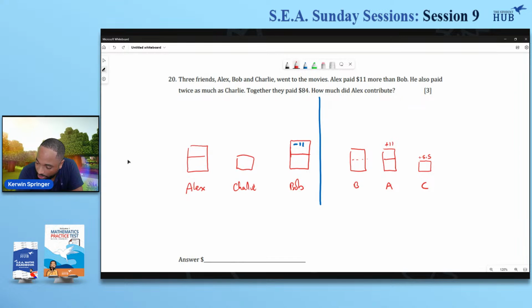Together, they paid $84. What a messy question. So together they paid $84, and I need to add back the excess here. If I add the excess, it will be 84 plus 11. It's 95. How many parts? 1, 2, 3, 4, 5. So 5 parts equal 95. 1 part would be equal to 95 divided by 5, which is how much, folks?